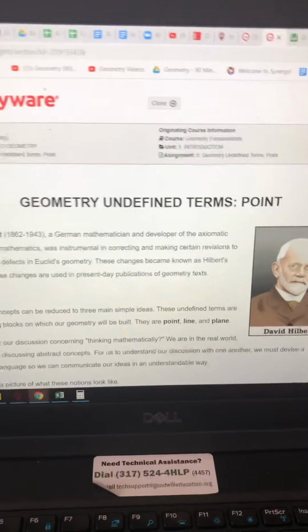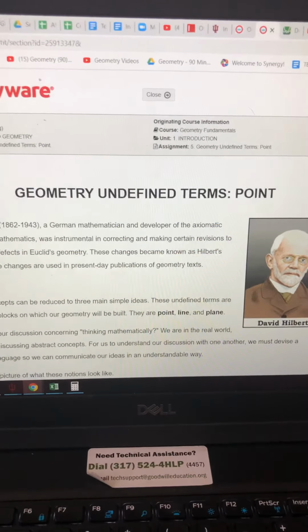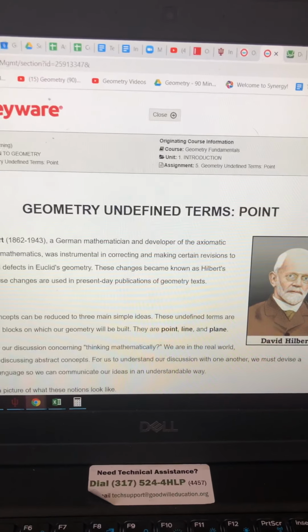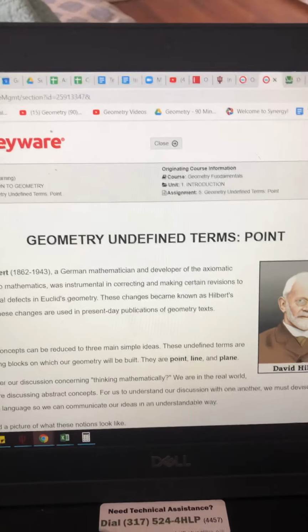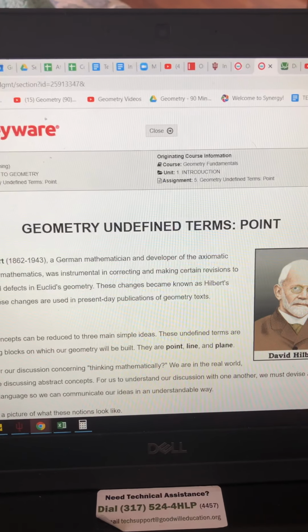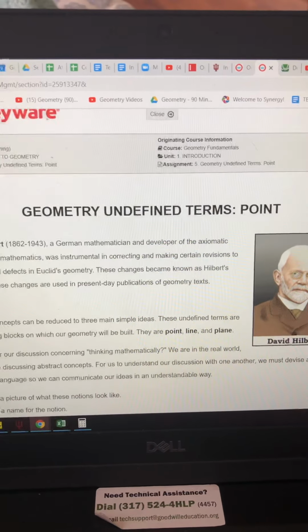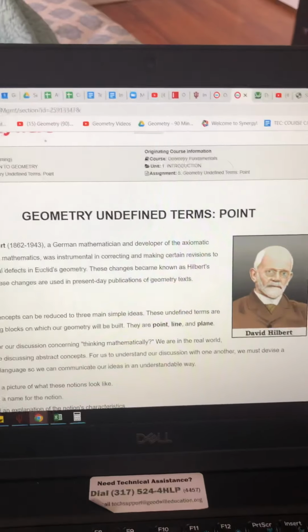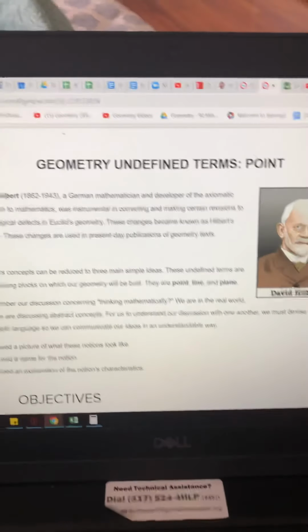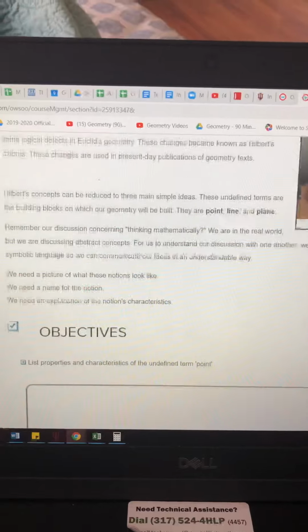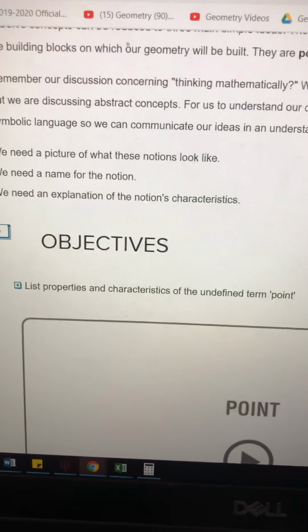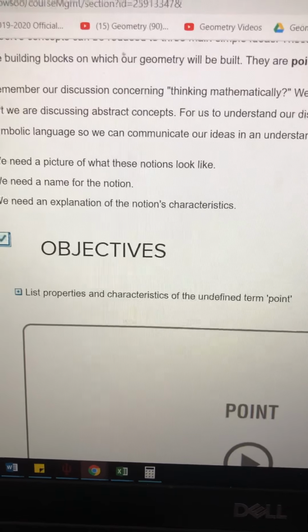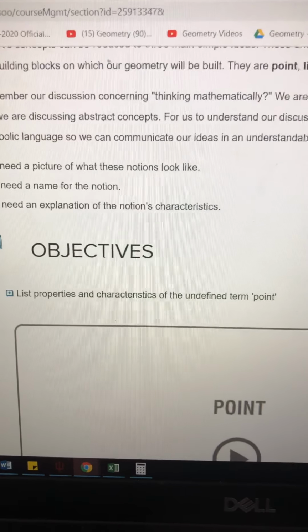So this lesson starts off by giving you some background information about David Hilbert. David Hilbert was a German mathematician who was basically the founder of a lot of the things you're learning today. So there's a little blurb for you to read about him. The main objective of this lesson is for you to list and characterize the properties of the undefined term point.